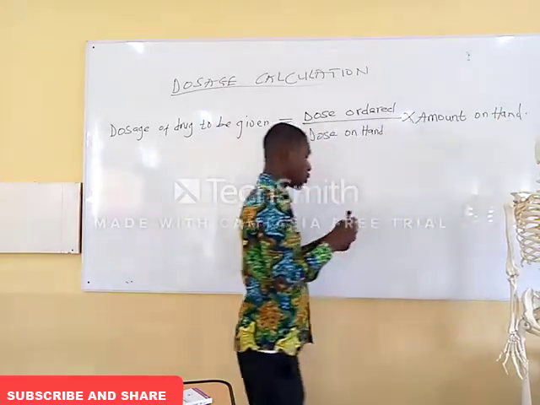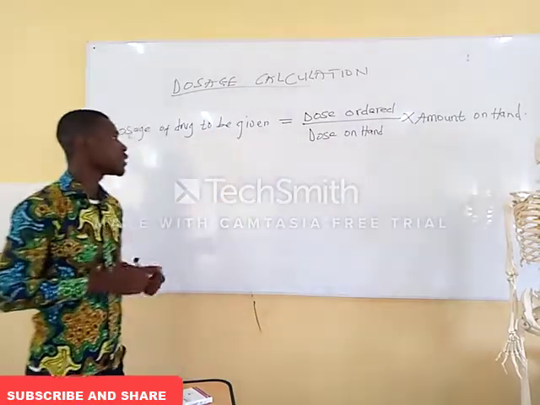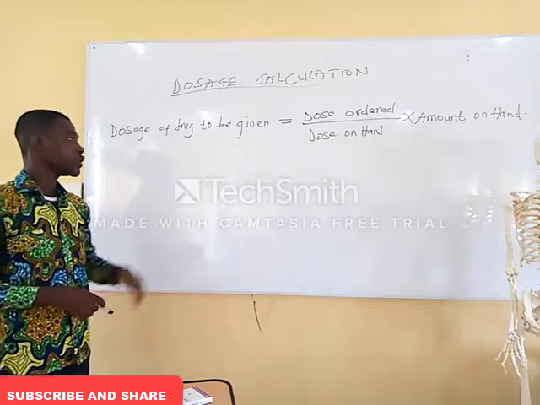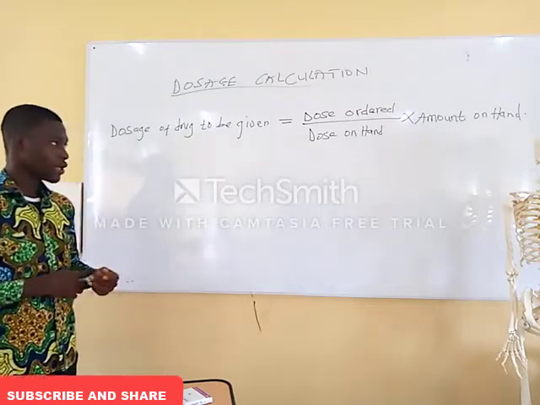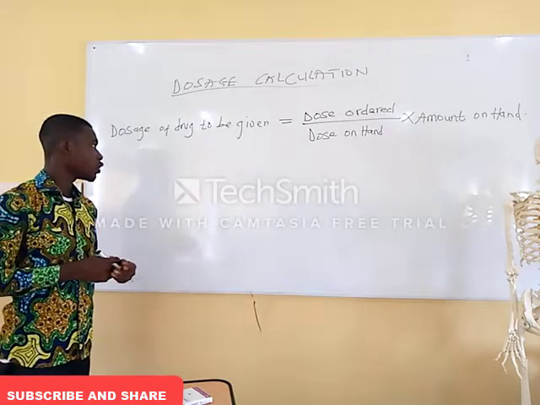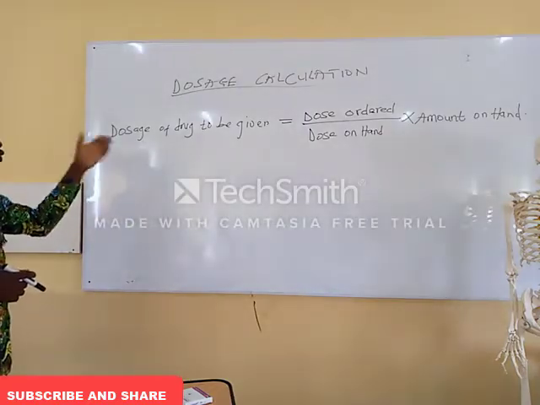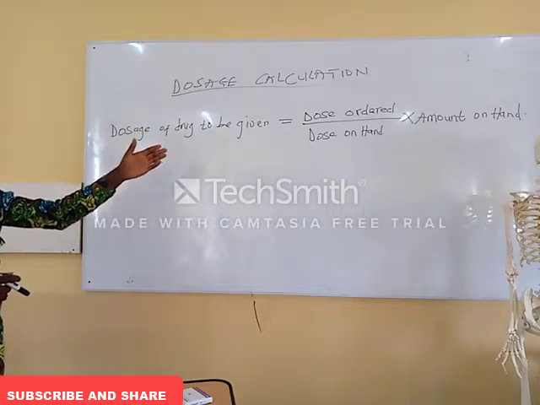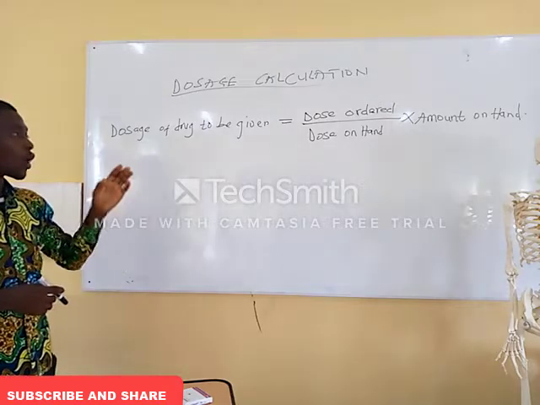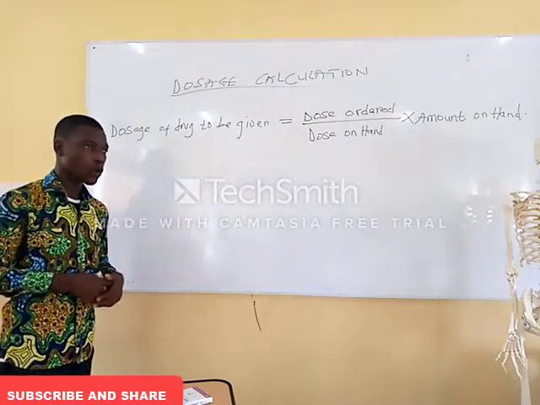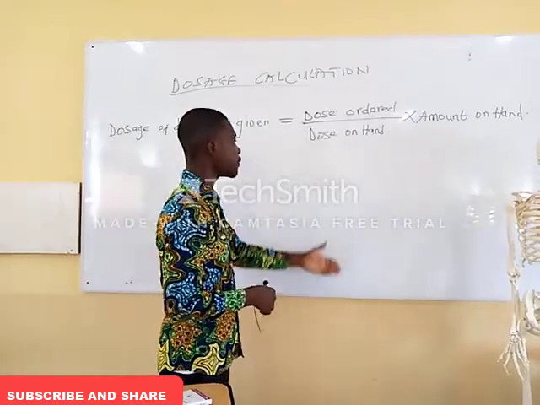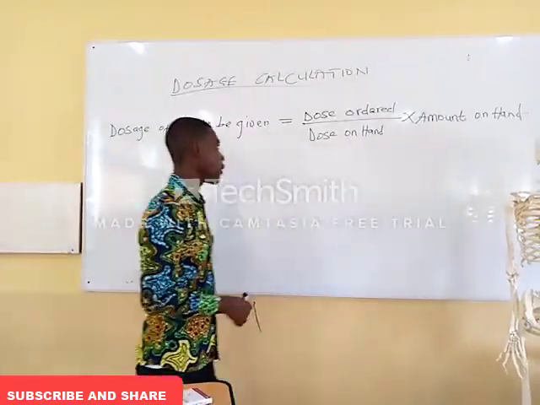As you go through the lectures, you will know the dose ordered, the dose on hand, and the amount on hand. So the formula is on the board. Dosage of drug to be given is equal to dose ordered over dose on hand times the amount on hand. So we are going to define the various terms in the formula.